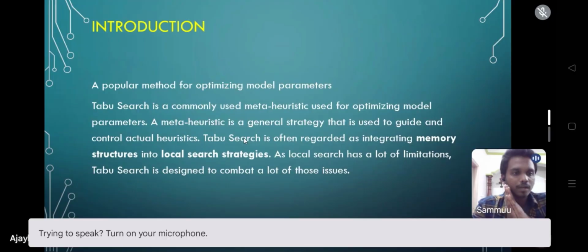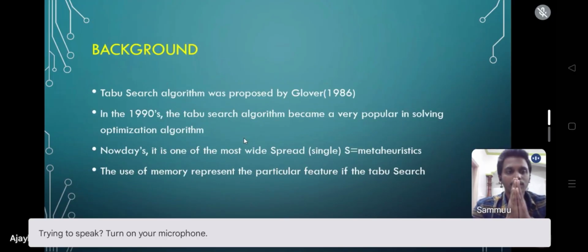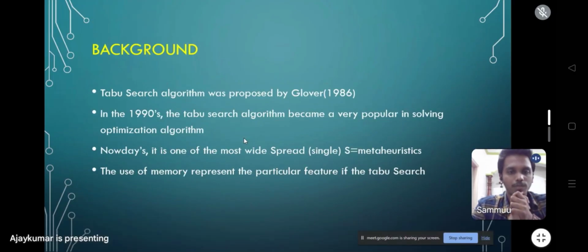Let's come to the background of optimization techniques. This was proposed by Fred Glover in 1986, but the algorithm was formulated in 1989, which comes near to the 1990s. In the 1990s, the Tabu search algorithm became popular and widely used because it was one of the optimized ways of searching. Nowadays, it is one of the most widespread meta heuristics. The use of memory represents a particular feature of Tabu search.